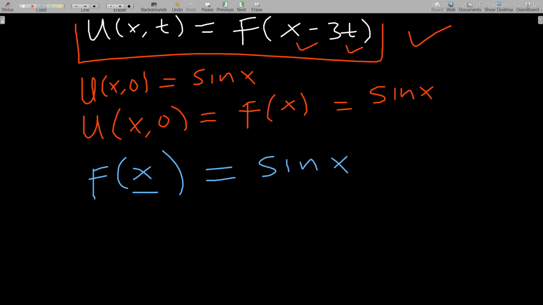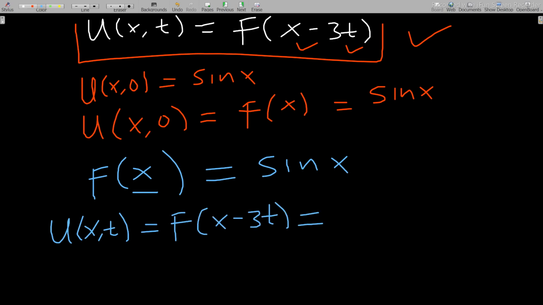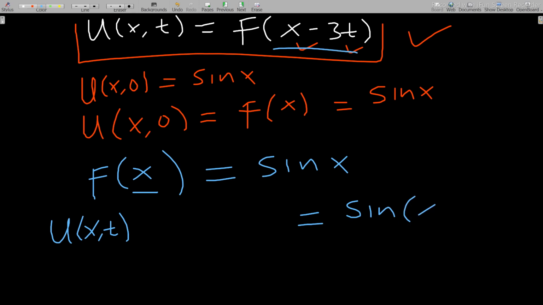So it means that our u of x, t, which is equal to f of x minus 3t, is actually equal to sine of the particular solution for this. Let me put it that way. It's actually equal to sine of whatever is in the bracket of f, so it becomes sine of x minus 3t.